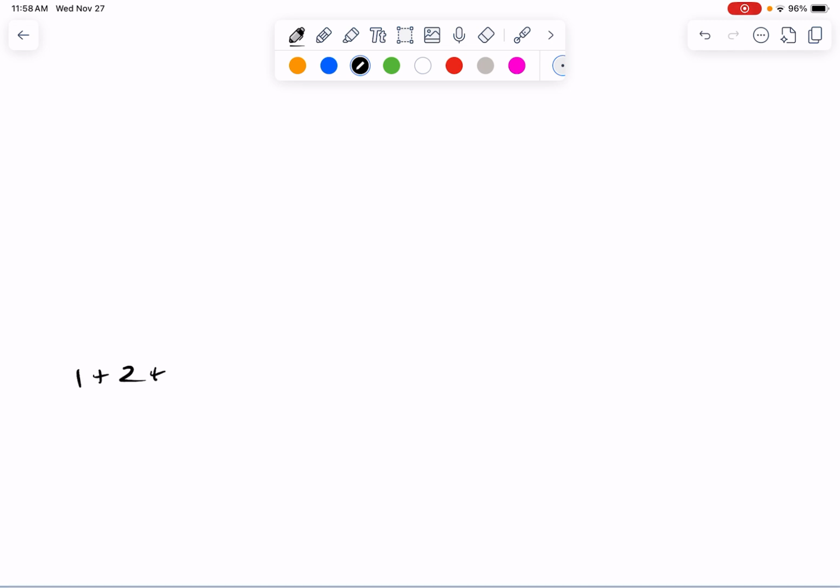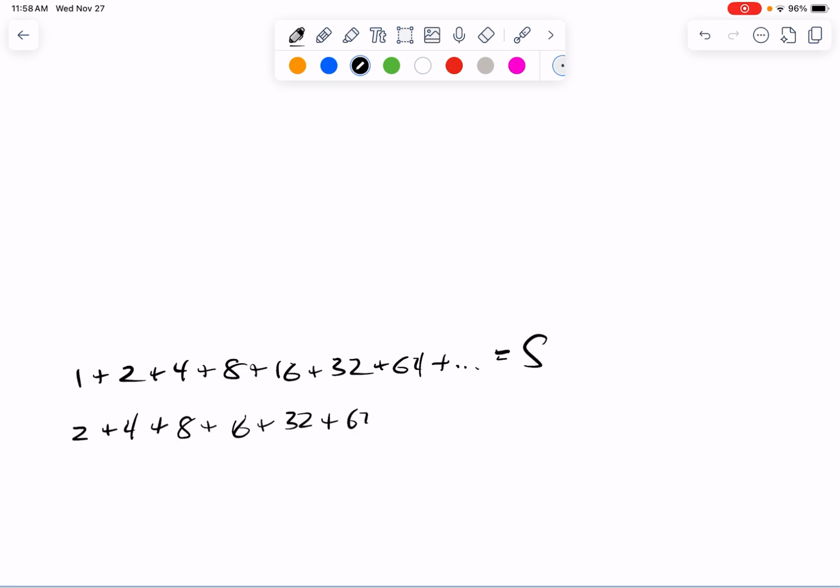So let's imagine this: 1 plus 2 plus 4 plus 8. I'm just adding consecutive powers of 2. Now that obviously diverges. Those numbers are getting bigger and bigger and bigger. We are not getting a number here. But let's pretend this is true and do algebra. What if I double both of these? I would have 2 plus 4 plus 8 plus 16 plus 32 equals 2 times s.